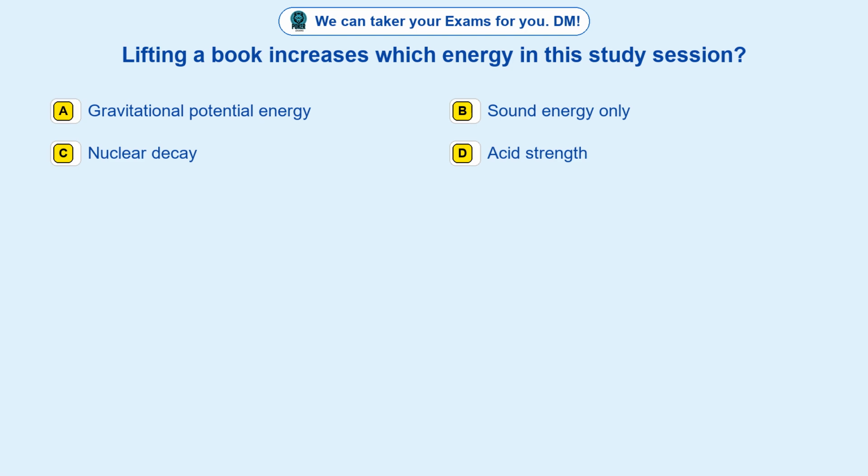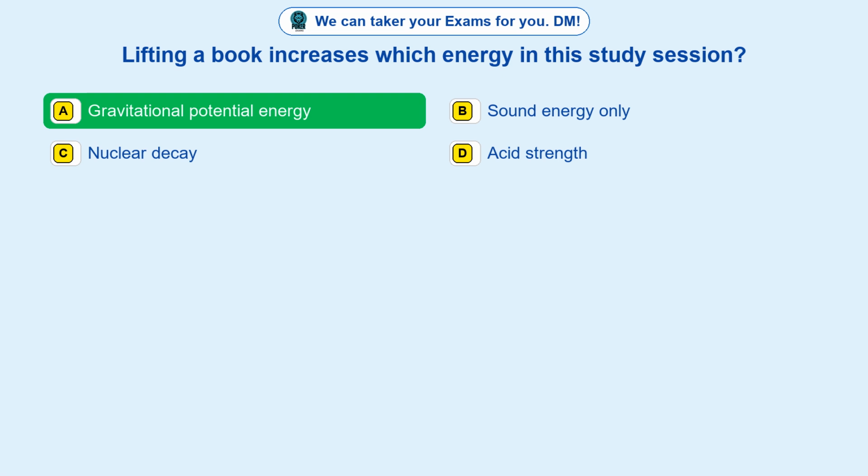Question 61. Lifting a book increases which energy in this study session? Option A, gravitational potential energy. Option B, sound energy only. Option C, nuclear decay. Option D, acid strength. The correct answer is option A.